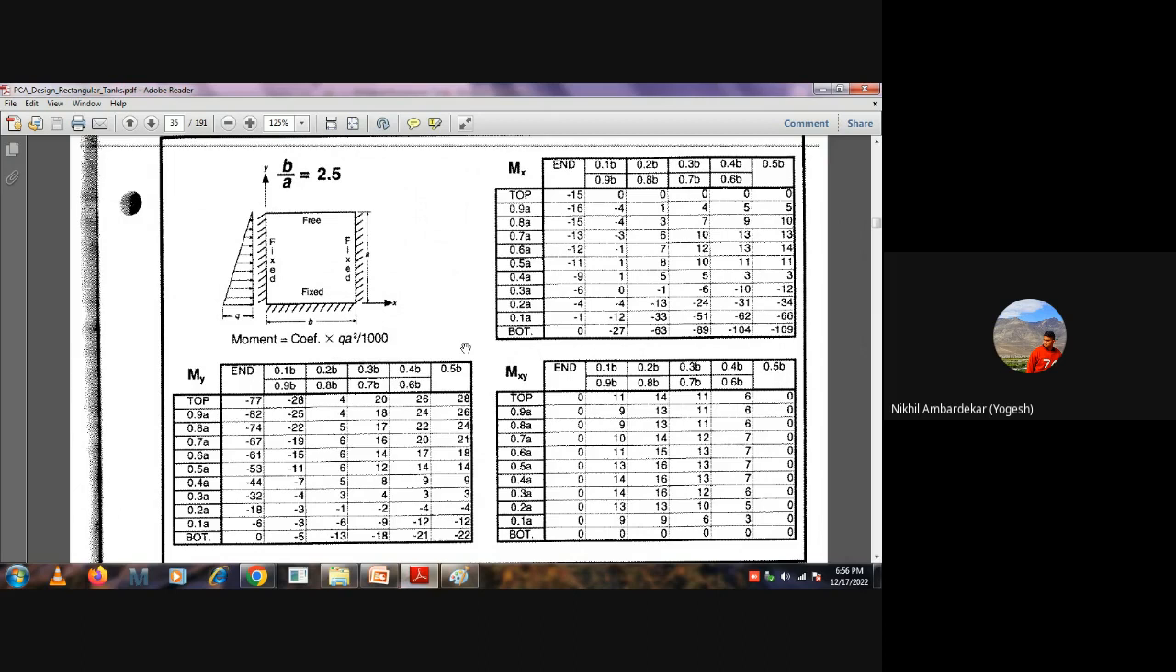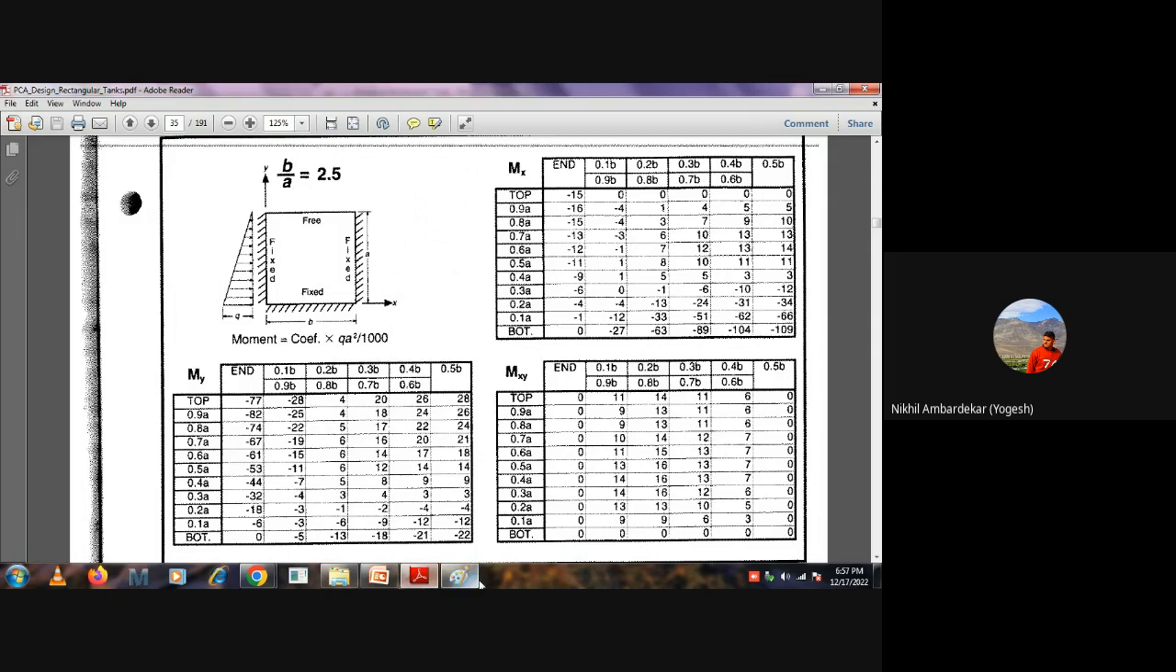But before that, I want to explain all these different tables. We have one, two, three tables, and I will explain them one by one. You can see this is the wall or wall elevation, with an x-axis and y-axis. We have different tables like mx, my, and mxy. Obviously, mx means moment along x-axis and my means moment along y-axis.